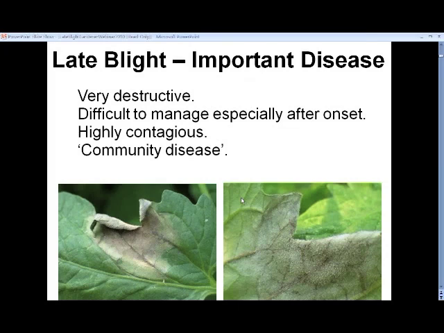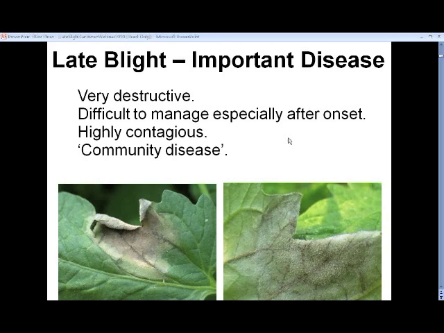First, late blight is arguably the most important disease that occurs. It's extremely destructive. It cannot be controlled once it starts. It can wipe out a garden or a crop, so it needs to be managed. Other diseases that we have, we can live with and tolerate their occurrence. This one is extremely destructive. It has to be managed. It's difficult to manage after onset.